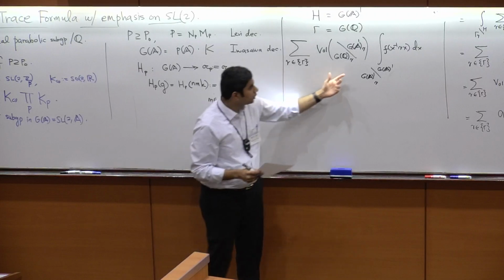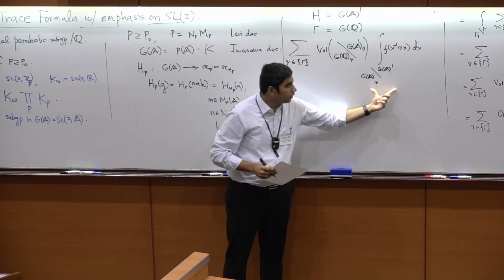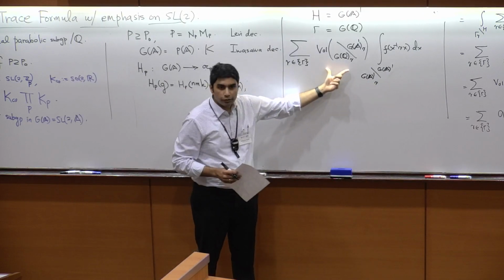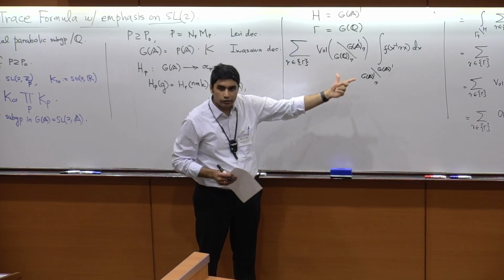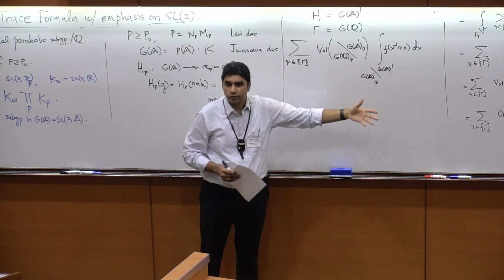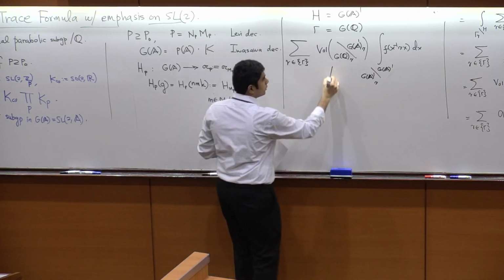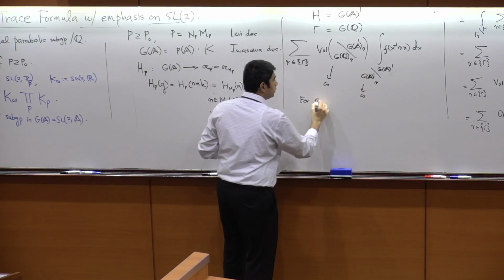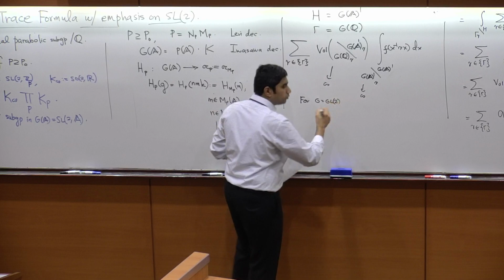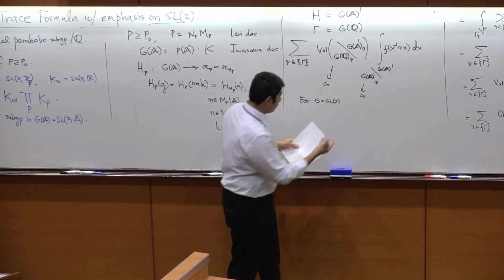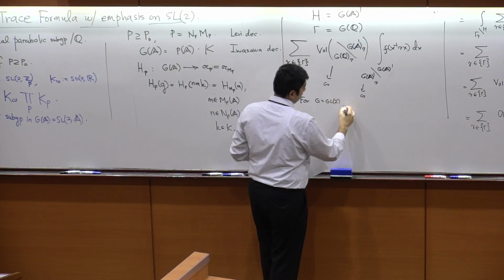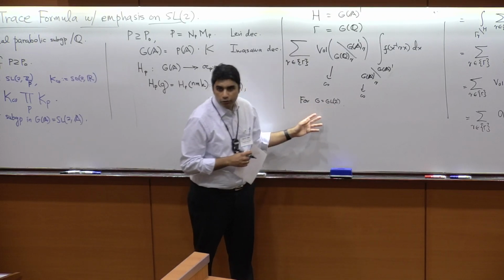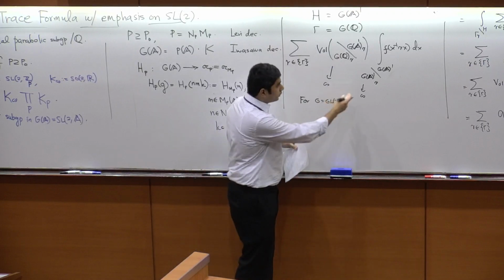Then two things can happen. Either this integral can be infinity, or this volume can be infinity. And both bad things do happen. So either this can be infinity or this can be infinity. And even for G equals GL_2, they both may diverge. Yeah, both do diverge. So Arthur gives an example. He just does some computation for G equals GL_2.